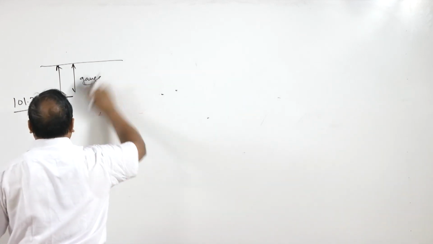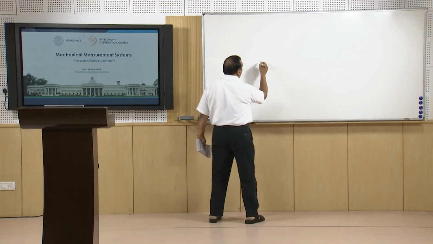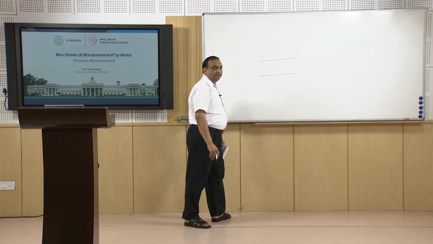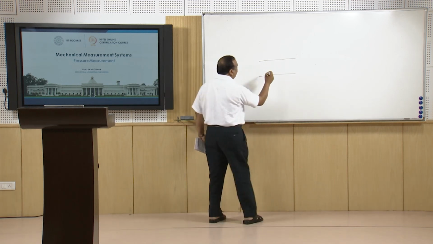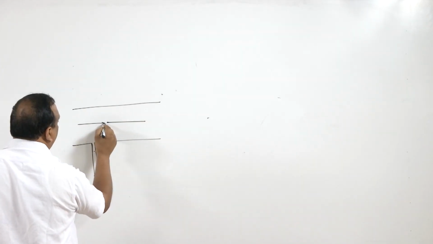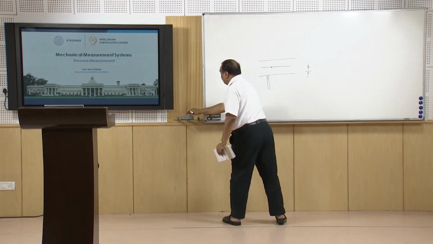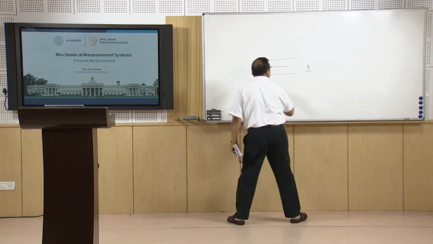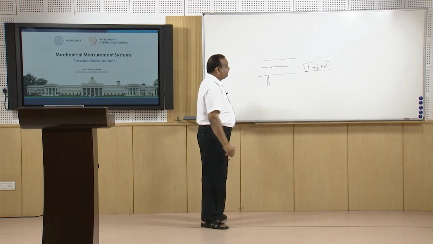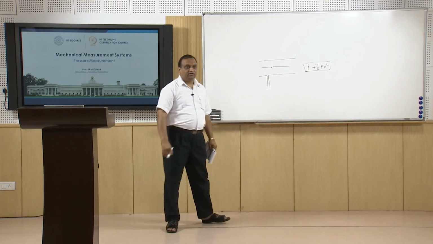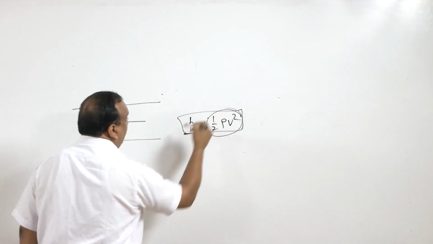Static pressure is, for example, in the case of a pitot tube, which we have already used, right? The pressure from this column was the static pressure, and the stagnation pressure arises due to the stagnation effect of the velocity. Here the total pressure is going to be P plus half rho V square. This is known as stagnation pressure, and this is static pressure, and the difference of these will give the velocity head of the fluid.